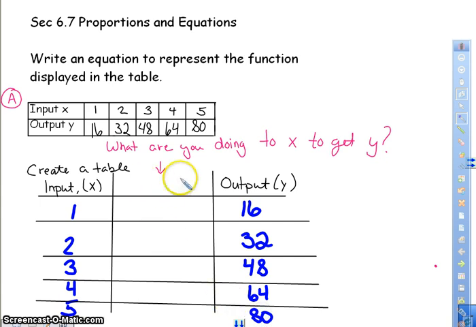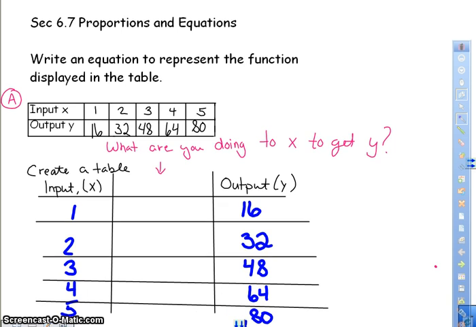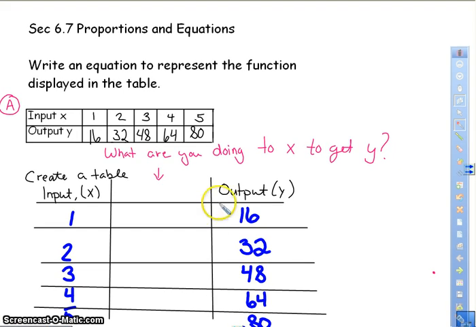Okay, so what you're trying to find is an equation that represents a situation. And it's important that you write this down: you want to know what you are doing to the x to get the y. Okay, so what am I doing in this case? Let me see if I can move this up here. There we go. What am I doing to my 1 to get the 16?